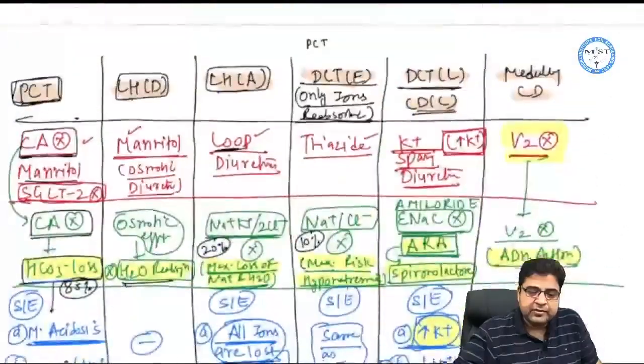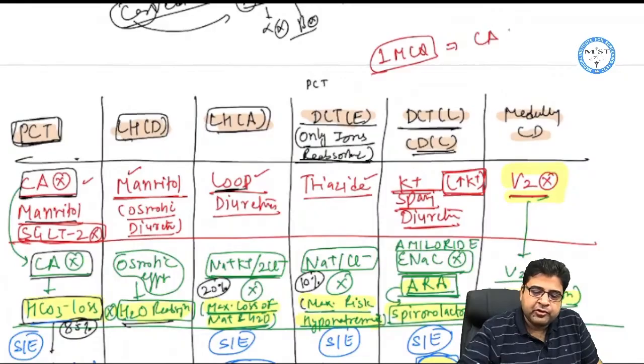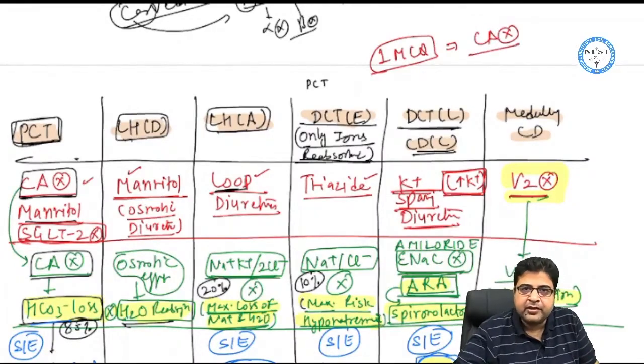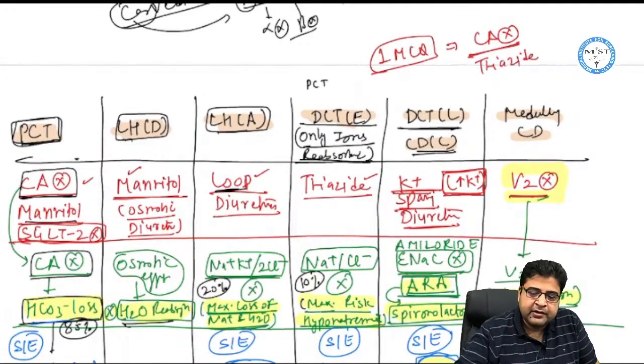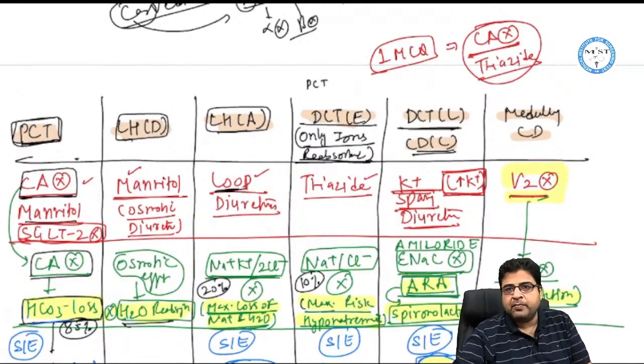We have discussed this topic of kidney, and I think I forgot to tell you the importance of this kidney topic. One MCQ will be asked, and most of the time they ask questions from carbonic anhydrase inhibitors. So carbonic anhydrase inhibitors and thiazides are important topics for this kidney.